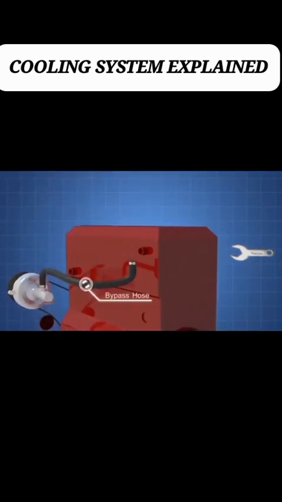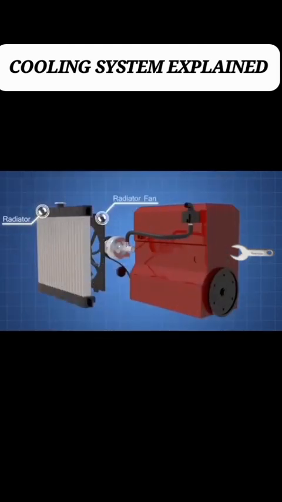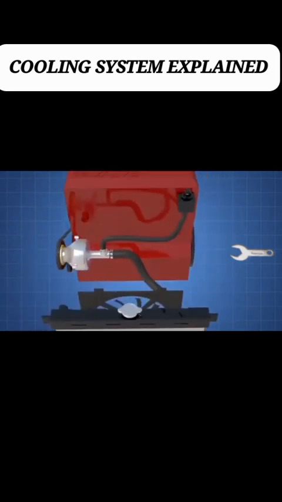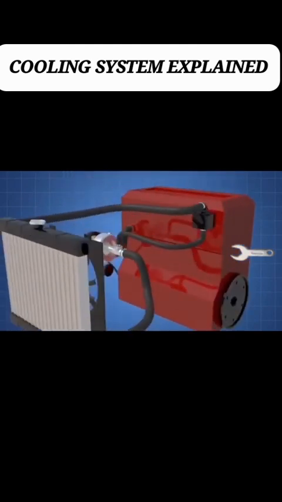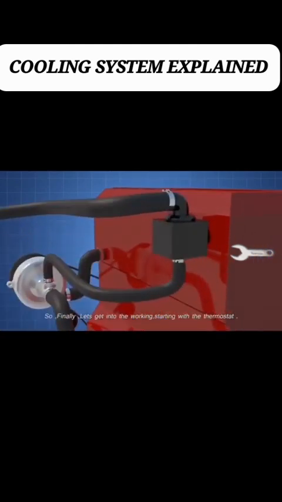The thermostat bypass hose. The thermostat housing. Inside the thermostat. The radiator, and the radiator fan. The lower radiator hose. The water pump outlet hose. The upper radiator hose. The coolant expansion tank. The expansion bleed hose. Coolant overflow hose.